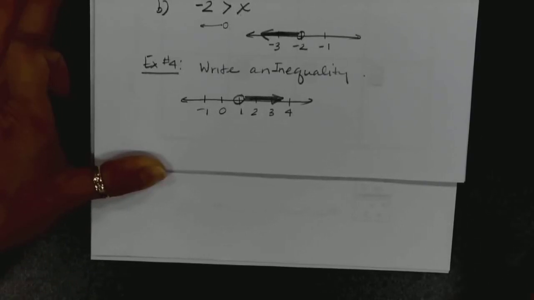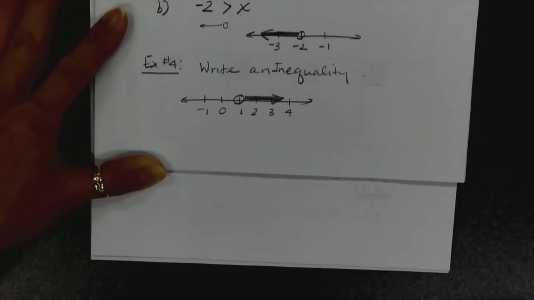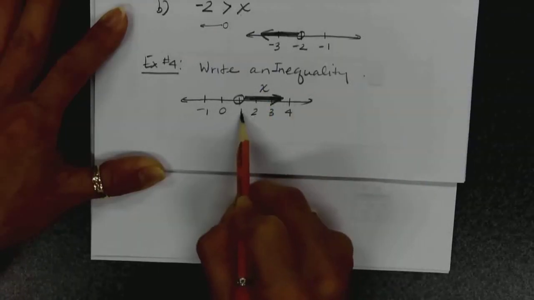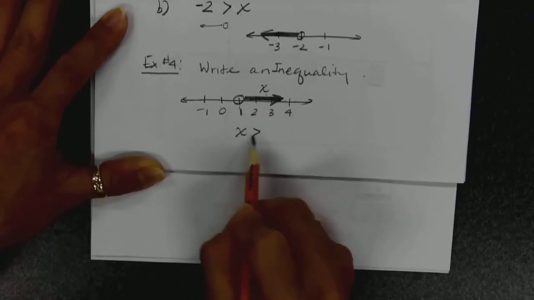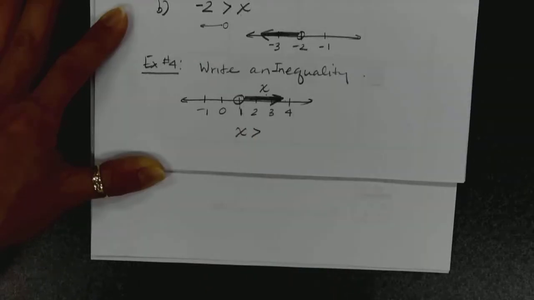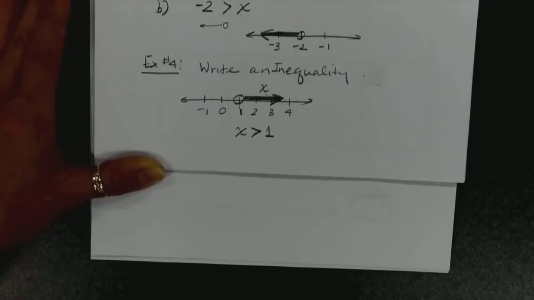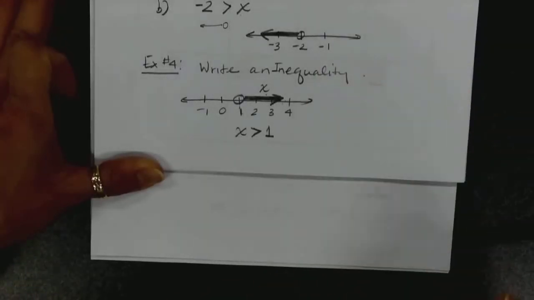Anybody want to try what this inequality says? Jonathan? X is greater than 1. Good. So all these numbers over here are your x's, and it's on the right-hand side of the 1. So x is greater than, not or equal to, because it's an open circle, so it's not going to equal 1. But it is to the right, so greater than 1. And that is the inequality for that graph. Now, what would it be if I had a closed circle? X is greater than or equal to. Okay. Any questions so far on how to do this?